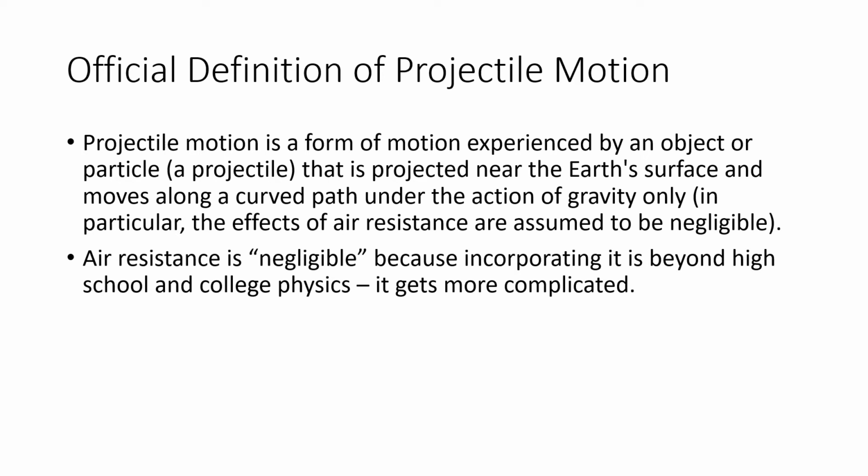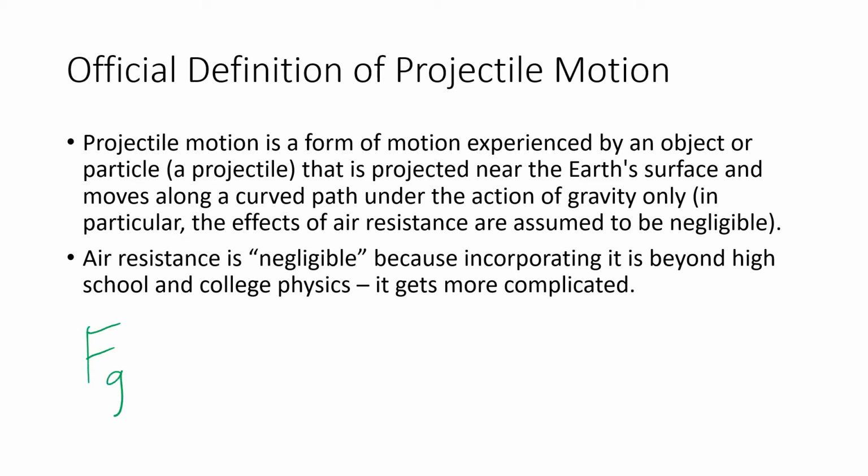So what is the official definition of projectile motion? We keep on talking about it. Here it is: a form of motion experienced by an object or a particle, a projectile, that is projected near the Earth's surface and moves along a curved path, which we'll talk about in a minute, under the action of gravity only, the F sub G that we talked about briefly.